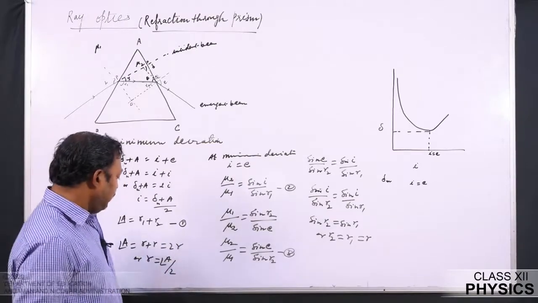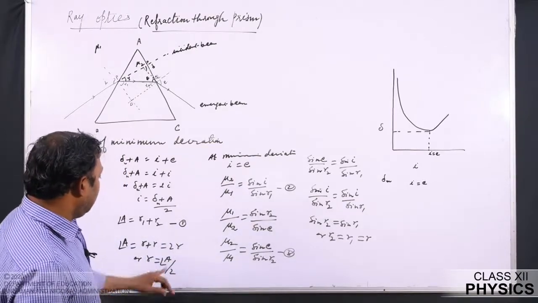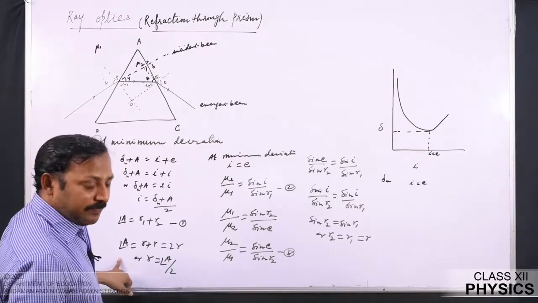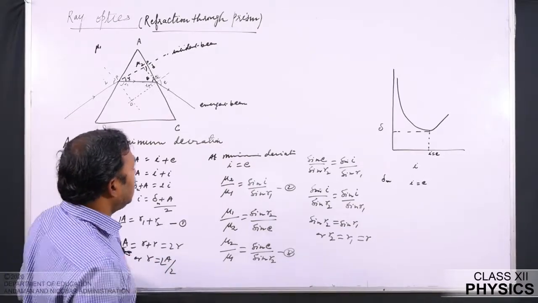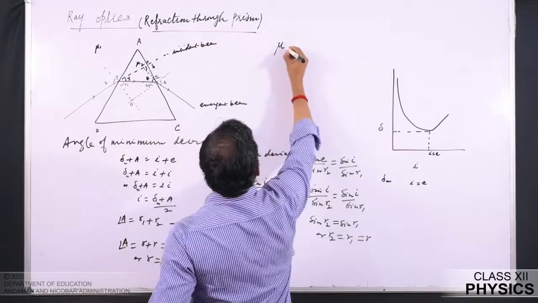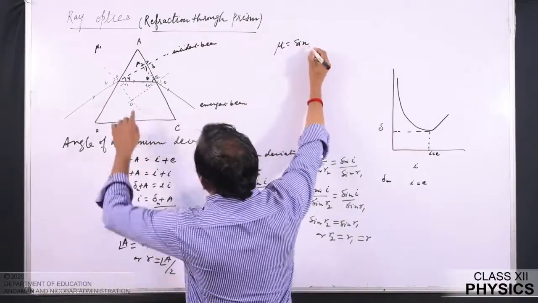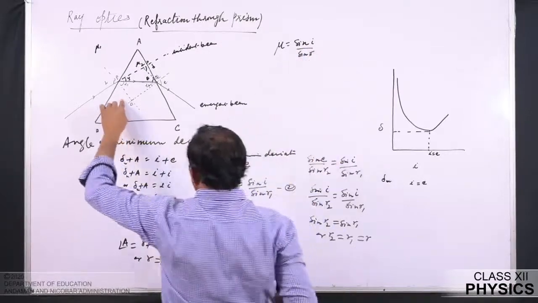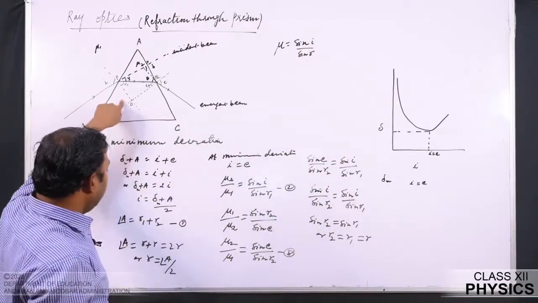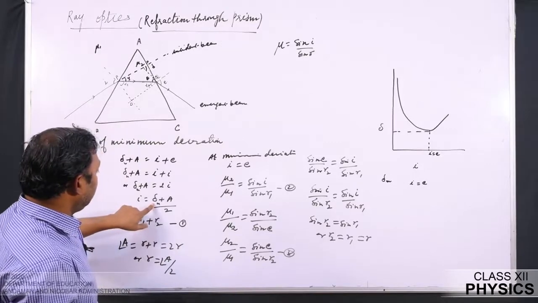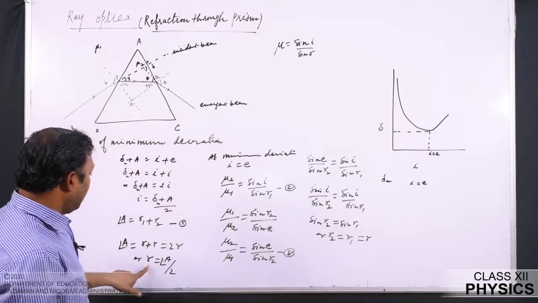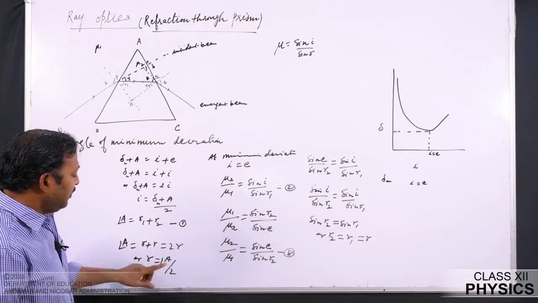Now, we need to find the refractive index in terms of angle of minimum deviation and the prism angle. So, from Snell's law, we have mu is equal to sin i divided by sin r. Here the value of i we already calculated, which is equal to angle of minimum deviation plus A divided by 2, and angle r is equal to angle A divided by 2.